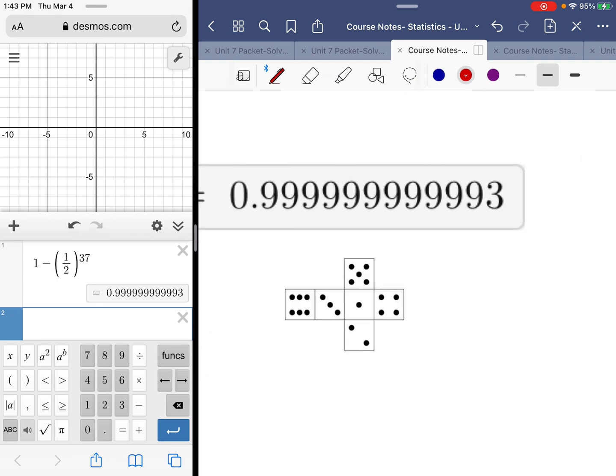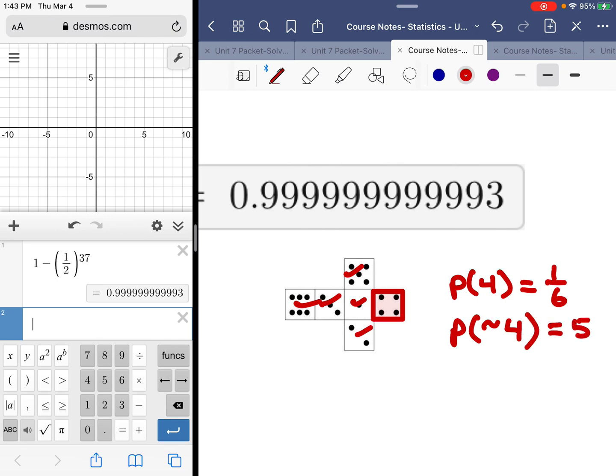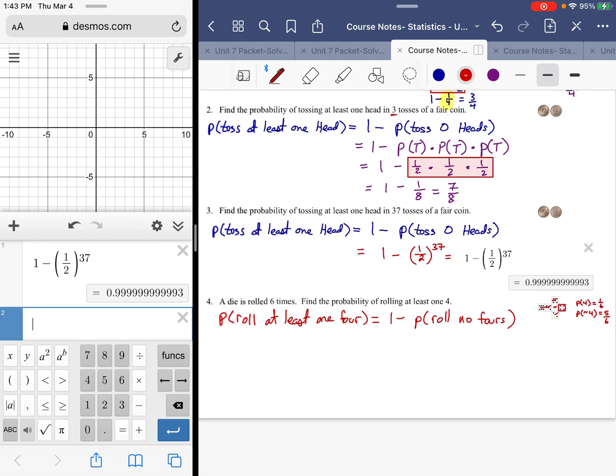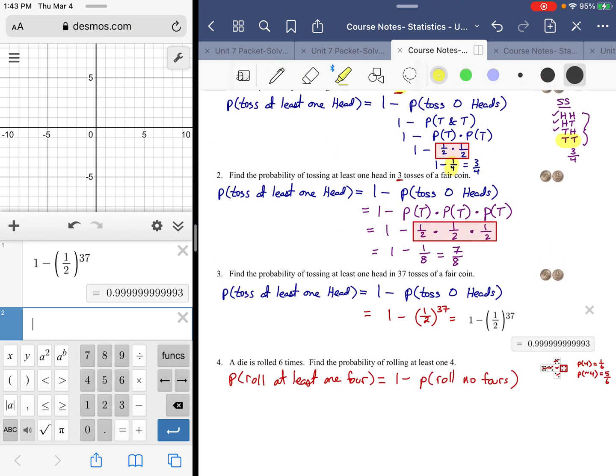Well, we got a little die here. Look at that. Well, here's the case of getting a 4. That's the thing we want, which means it's all this other stuff that we don't want. So the probability of getting a 4 is 1 out of 6. The probability of getting something that's not a 4 would be 5 out of 6. So just hold that piece of information in mind, because I want this to happen 6 times.